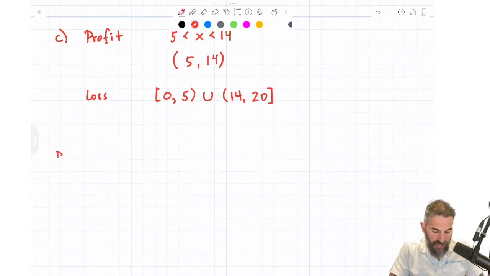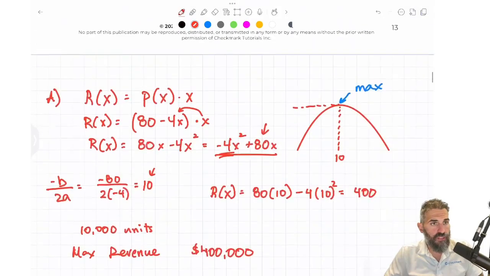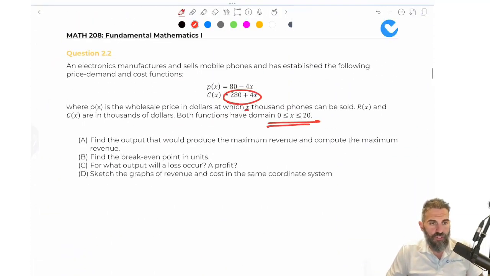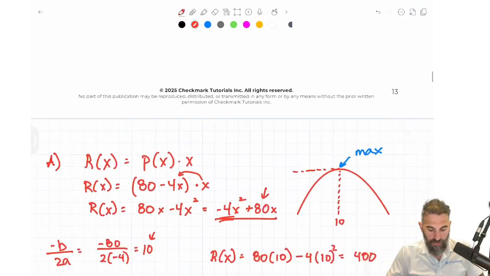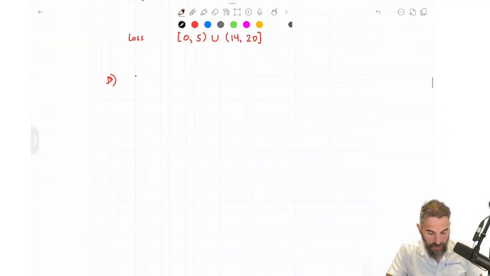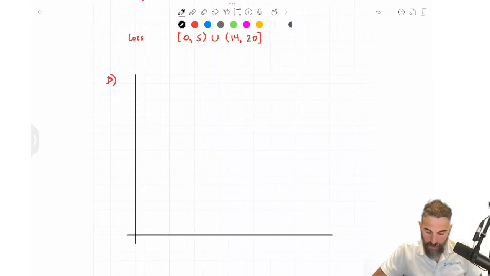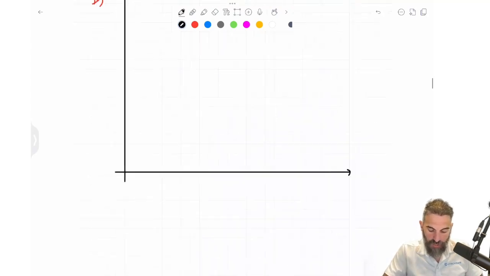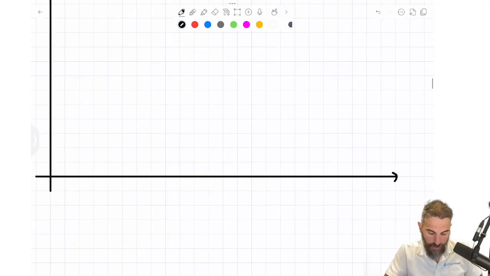And then finally for D, what was D? Sketch the graphs of the revenue and cost in the same coordinate system. So let's give ourselves a lot of space to work here. We know the domain is 0 to 20, so let's see if I've given myself 20. So this would be 5, 10, 15, 20.